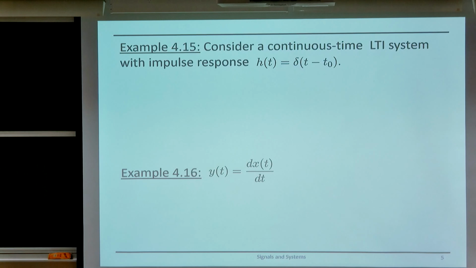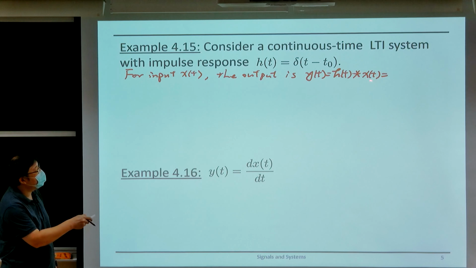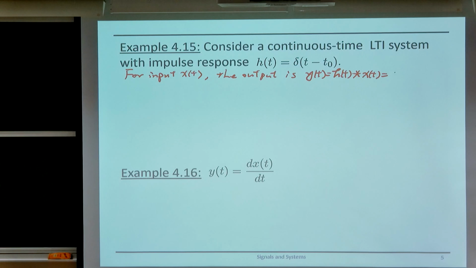So in this first example, we consider a continuous linear time invariant system with impulse response h of t equal to delta of t minus t naught. Okay. Now suppose you pass a signal x of t through this system. So for input x of t, the output is y of t equal to h of t convolved with x of t. Okay? Now, when you convolve x of t with the delta function at time t0, this basically shifts the signal to time t0. Okay. So this system essentially performs a time shift on the input signal. Okay.